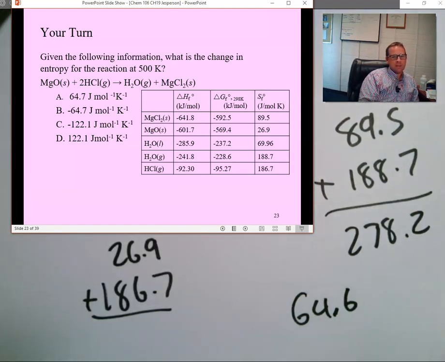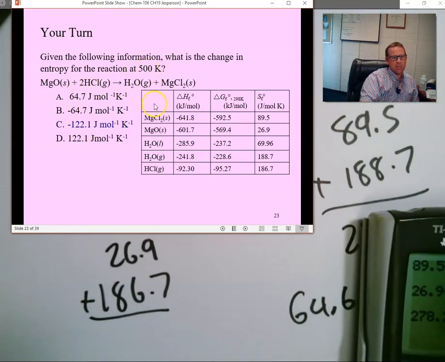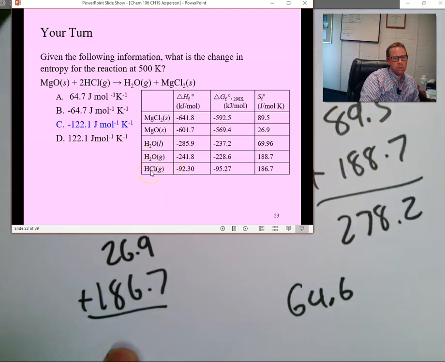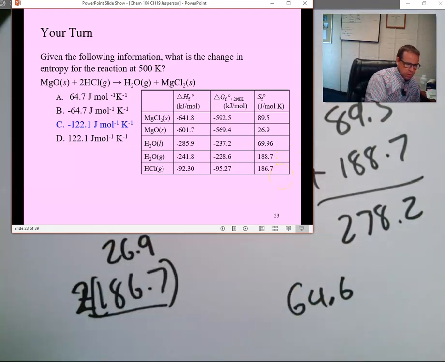64.6, and that's kilojoules per mole per Kelvin. But if we're going to do it at 500 Kelvin, then we have to multiply that by 500 Kelvin. So I think that this question here, because the answer, whoops, what did we get? 2.1. Oh, did I do that? I did that wrong because I didn't take into account the 2 HCl's, right? 186.7. Oops, sorry about that. So let's try that again.